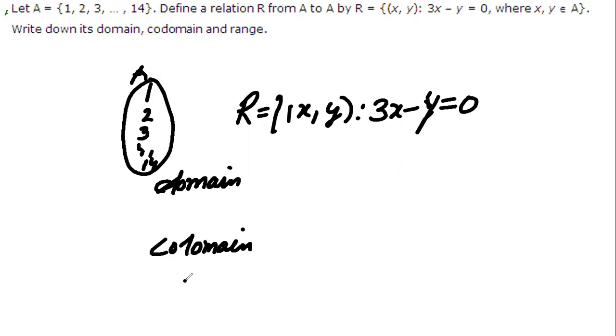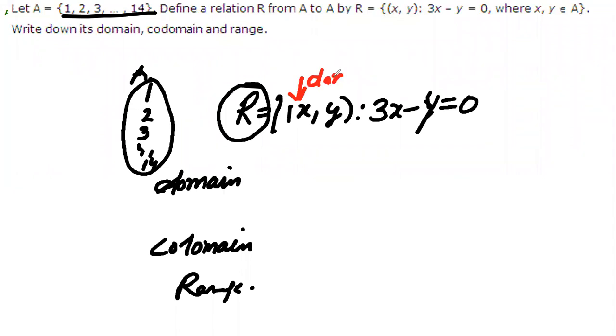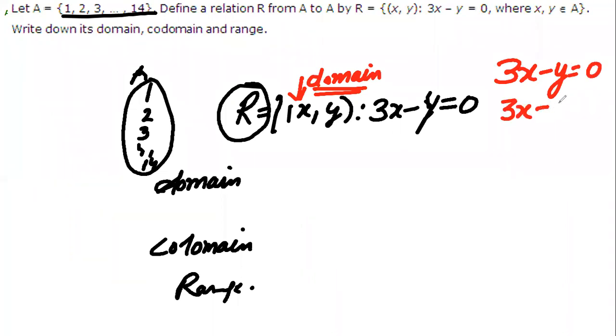So what is the answer in your mind? First, we put all values 1 to 14, because in a relation, what is needed first? We need the domain. If you put the domain in the equation, then only we can find the range. Clear? So what is the relation? 3x minus y equal to 0. I will take this y on the right hand side, so y equals 3x.